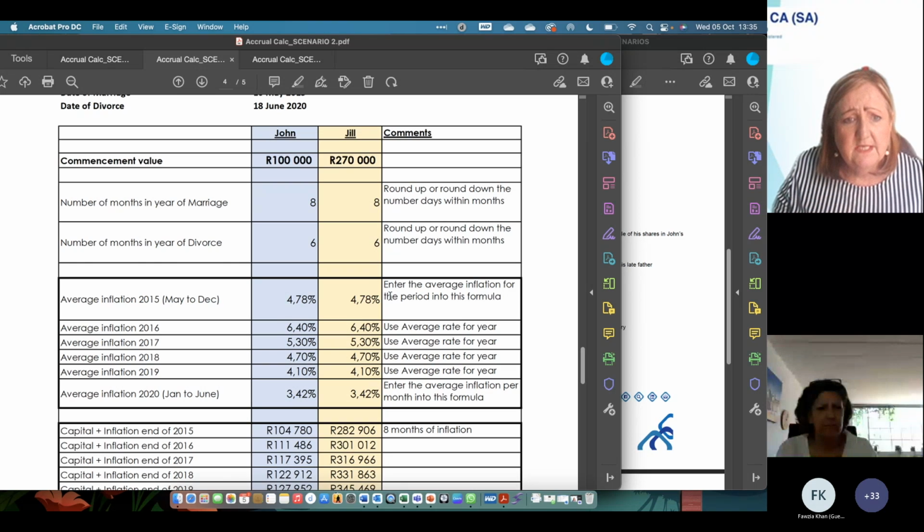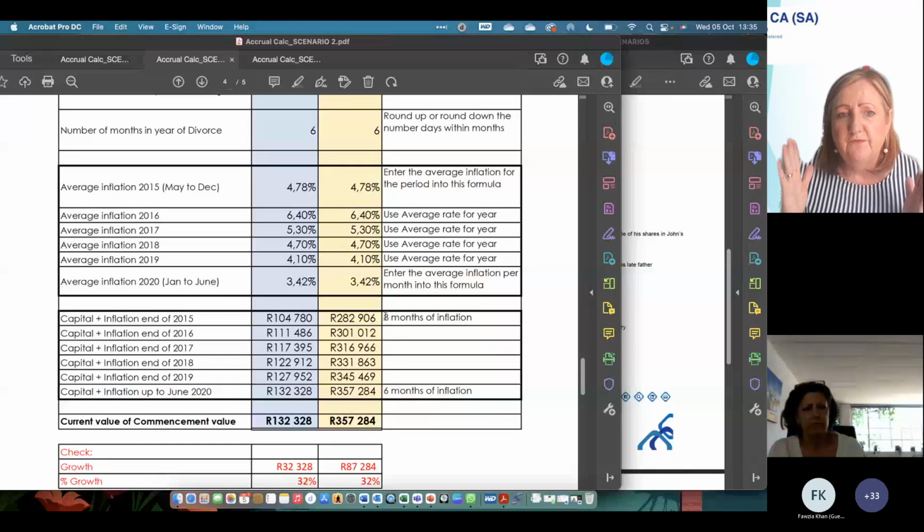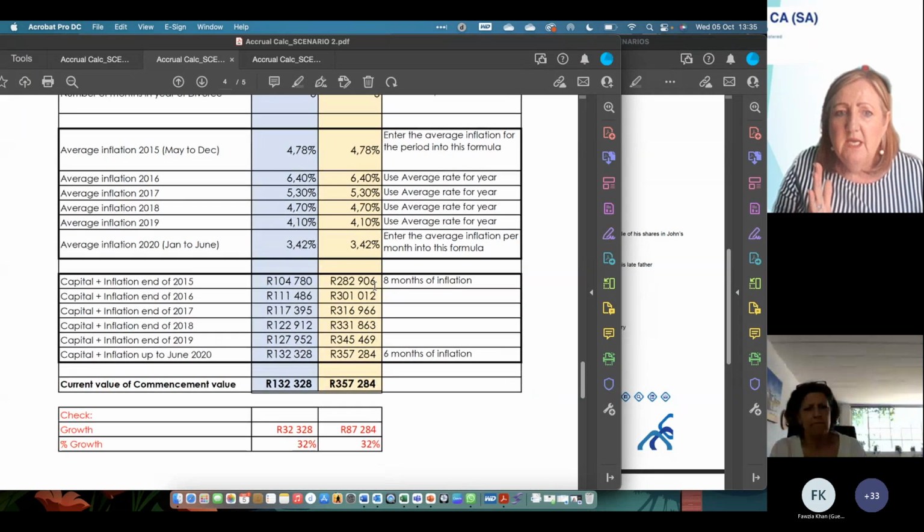And then the last one, average inflation for 2020, is then from January to June for 6 months. There you take the first 6 months CPI percentages and you take an average of that, and that brings you to the 3.42%. Okay, so that is just to establish what inflation rates we must use.